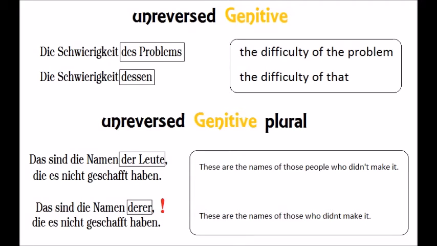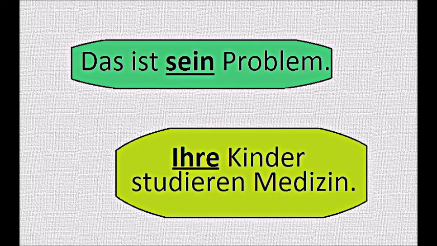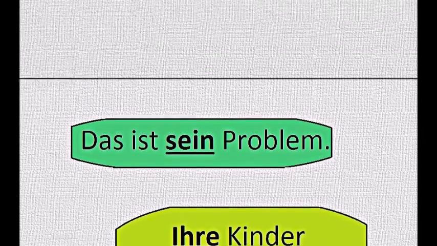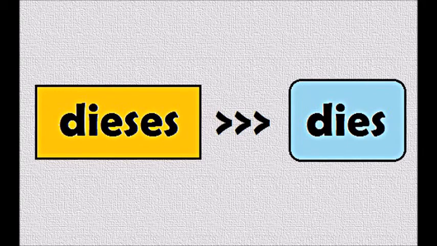The genitive forms are rarely used. There are easier ways of expressing the same idea. For example, das ist sein Problem. That's his problem. Ihre Kinder studieren Medizin. Her children study medicine. Here are two more tips. Firstly, dieses can be shortened to dies when it is a pronoun.